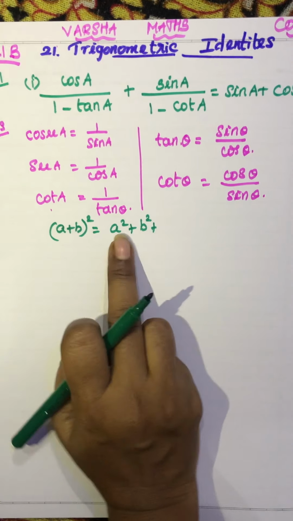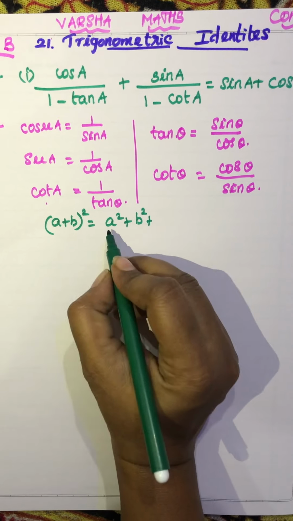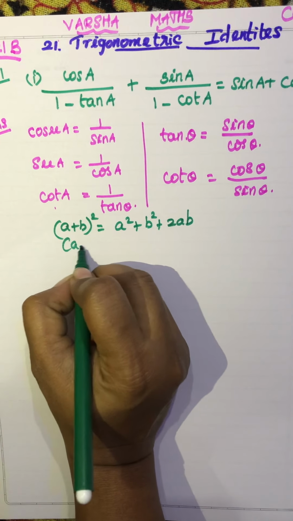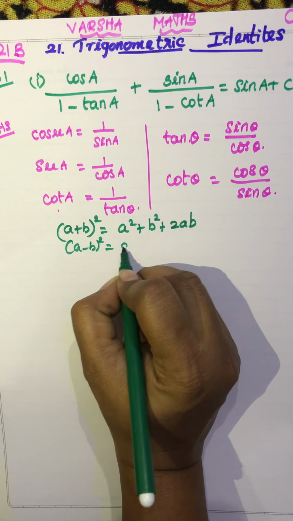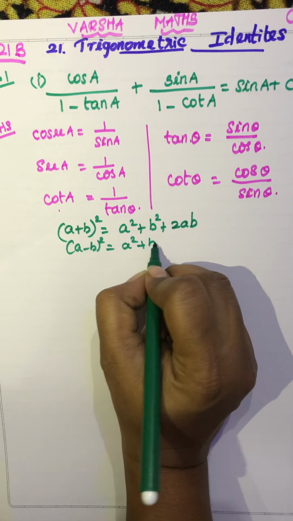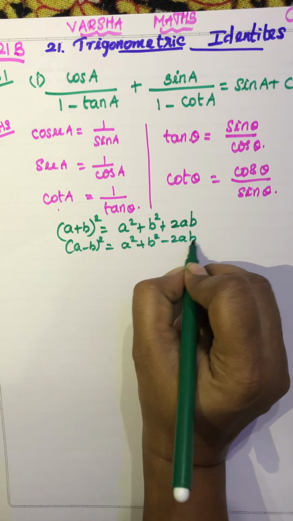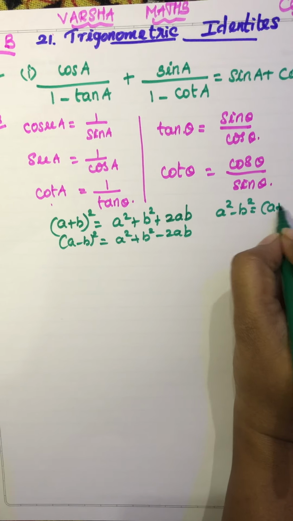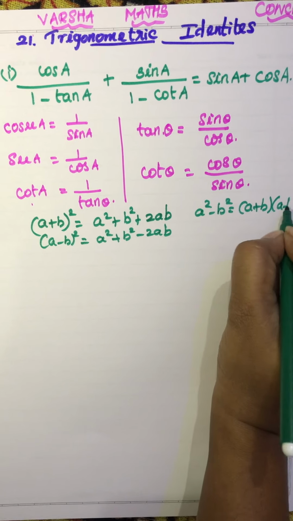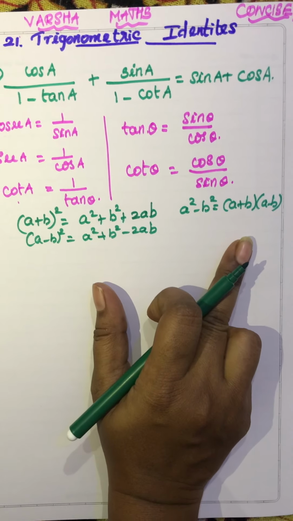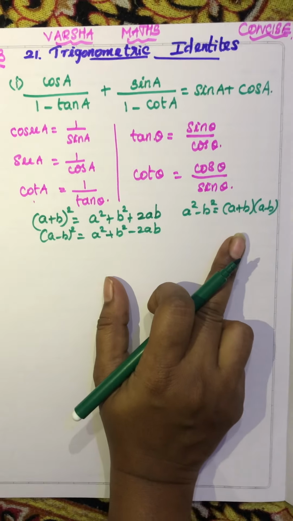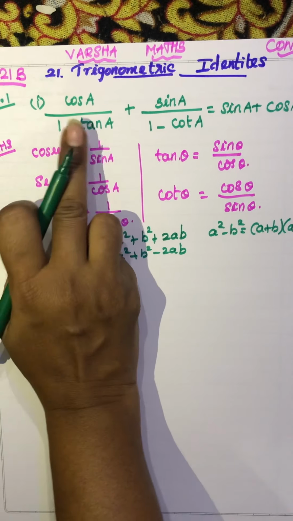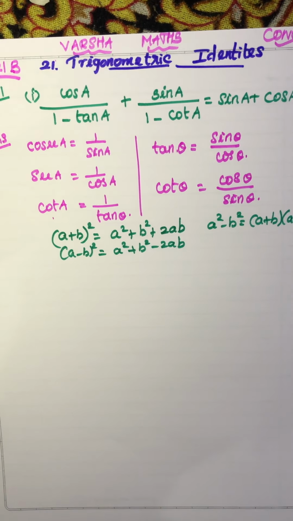Okay. So the algebraic identities: (a plus b) the whole square is a square plus b square plus 2ab, and (a minus b) the whole square is equal to a square plus b square minus 2ab, and a square minus b square is equal to (a plus b) into (a minus b). Okay, so you are going to use these identities in this sum. Okay, students, so now go to the problem.